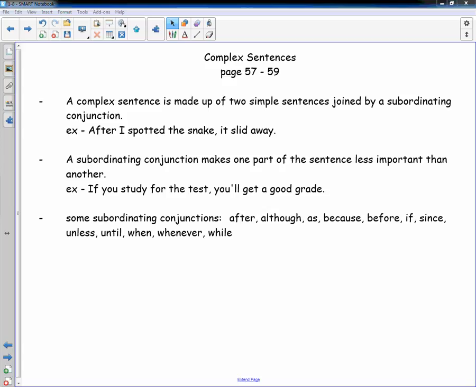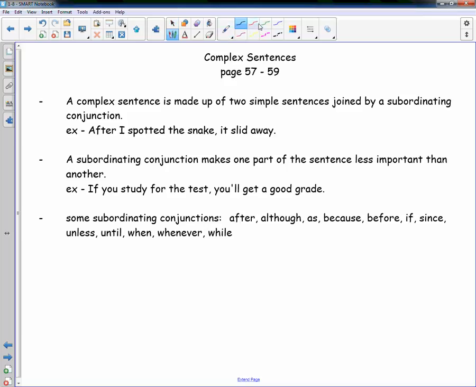This lesson is from the 6th grade Houghton Mifflin English book. It is on complex sentences, and it covers pages 57 to 59 in the student textbook. A complex sentence is made up of two simple sentences joined by a subordinating conjunction. For example, after I spotted the snake, it slid away.